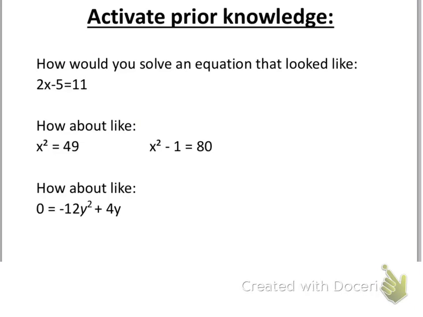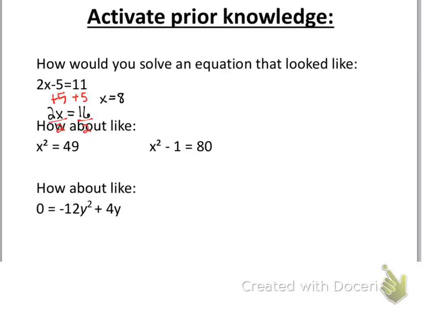Let's first talk about how we solve an equation. I know you all need a quick reminder. So if I have 2x minus 5 equals 11, remember I go backwards through PEMDAS. I'm going to add 5 to both sides, and that will give me 2x equals 16. And then I need to divide both sides by 2, and that gives me x equals 8.